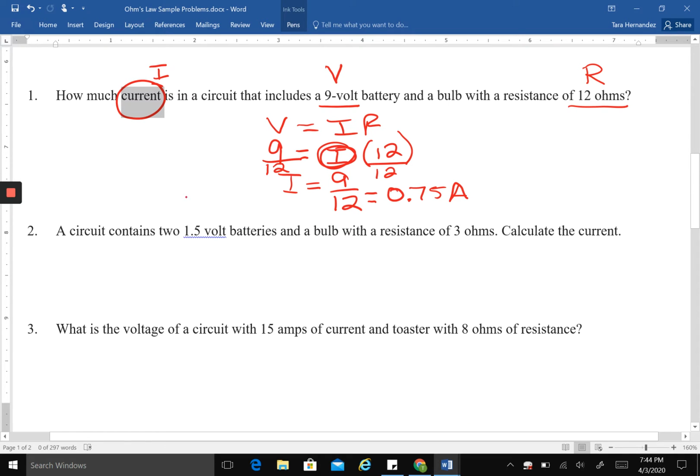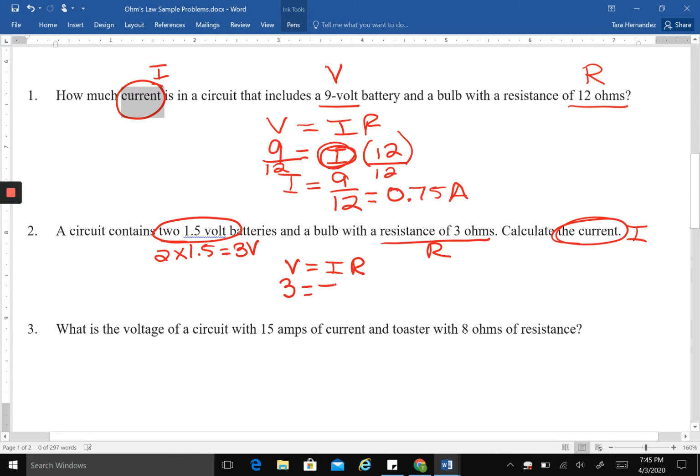Okay, now ready for another one? Here we have two 1.5 volt batteries. That means the voltage here is 3 volts. It has a resistance of 3 ohms, so that's R. And we're looking for the current, which is I. So we have V equals IR. V is 3, I is what I'm looking for, and R is 3.